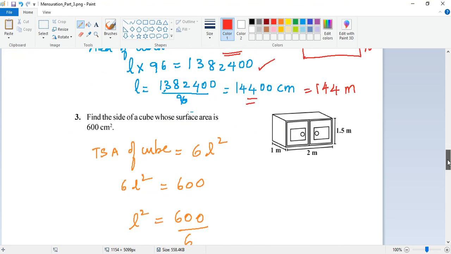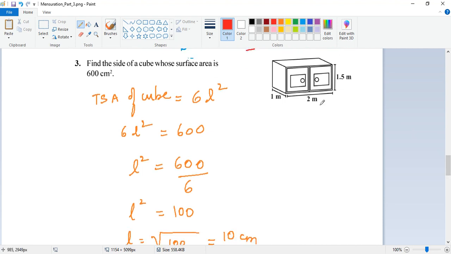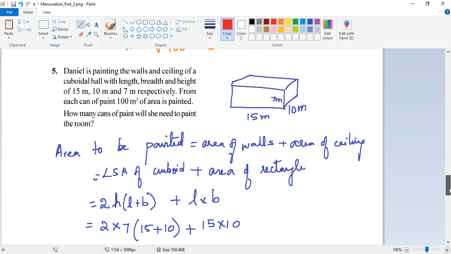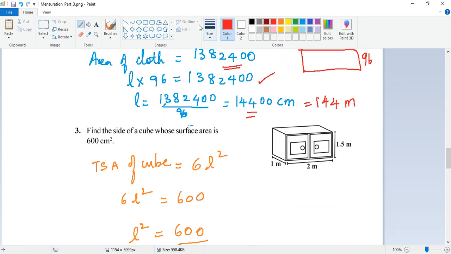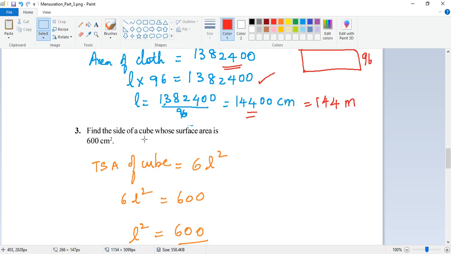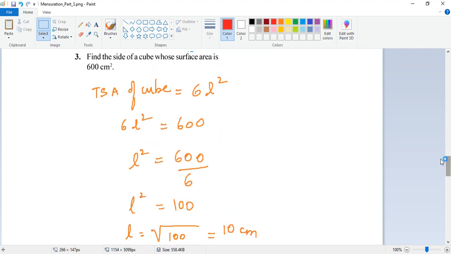Now come to question number 3. Find the side of a cube whose surface area is 600 centimeters square. So you have a cube, and they are saying find the side of the cube whose surface area is 600 centimeter square. So there is a cube whose surface area is given.